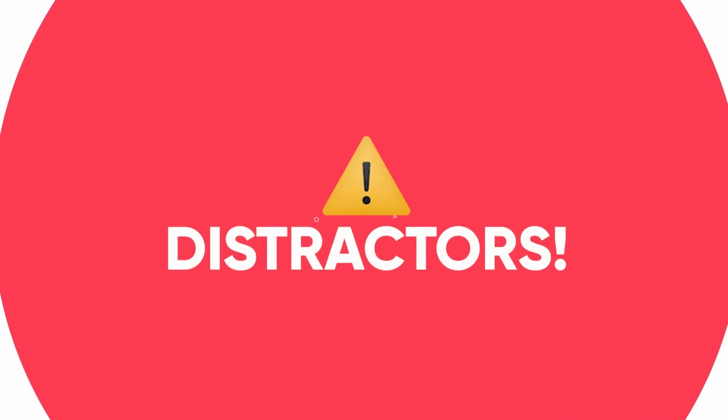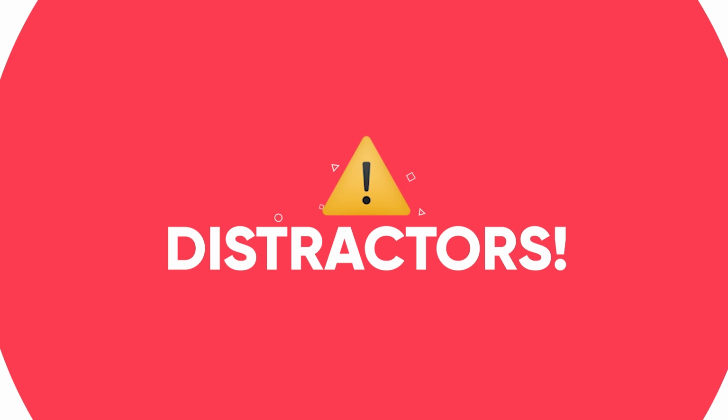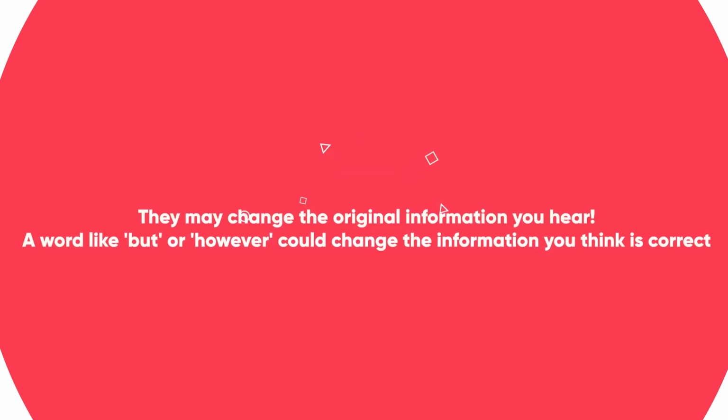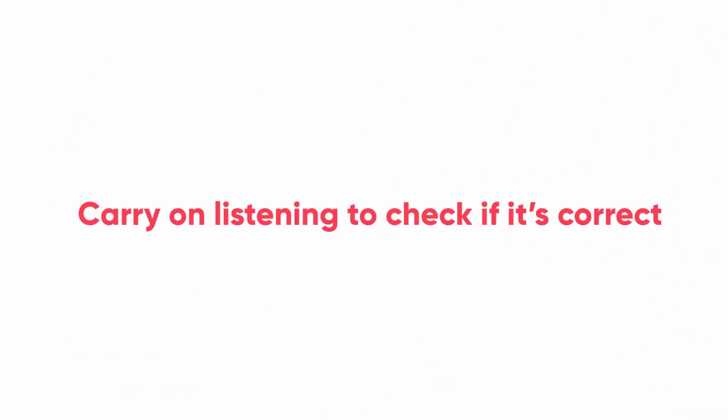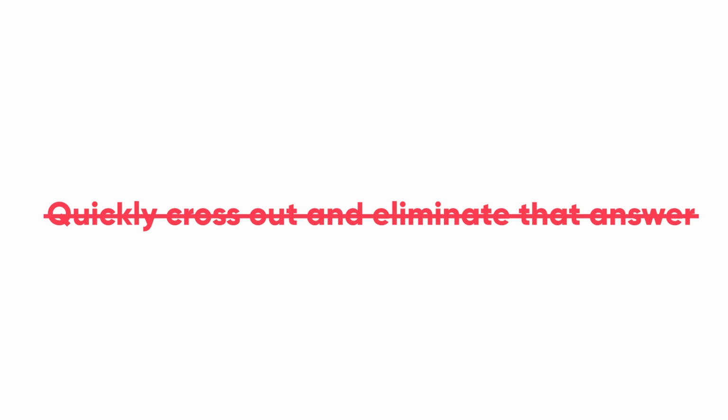As in other parts of the IELTS test, be careful with distractors. They can change the original information you hear. You might think you hear the answer, but a word like but or however could change the information you think is correct. Try marking the answer you think is right, then carry on listening to check if it's correct. If it isn't, quickly cross it out and eliminate that answer.